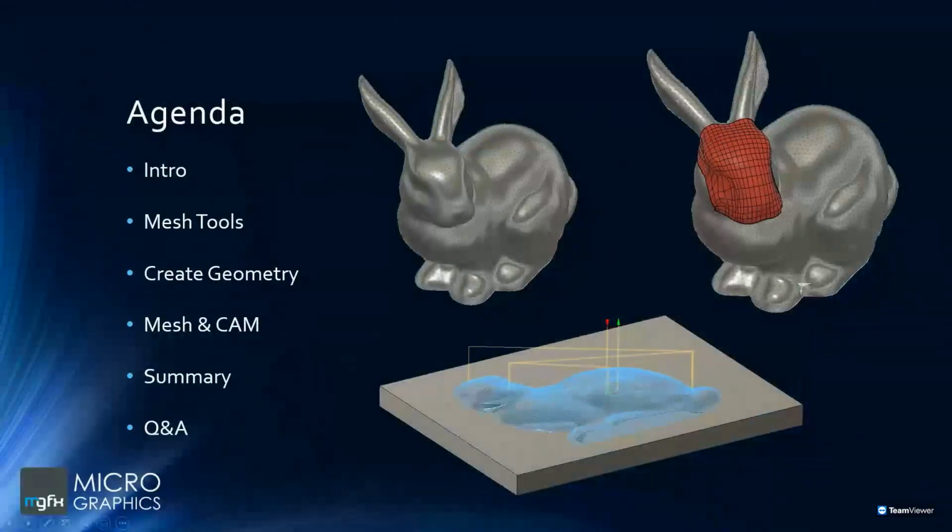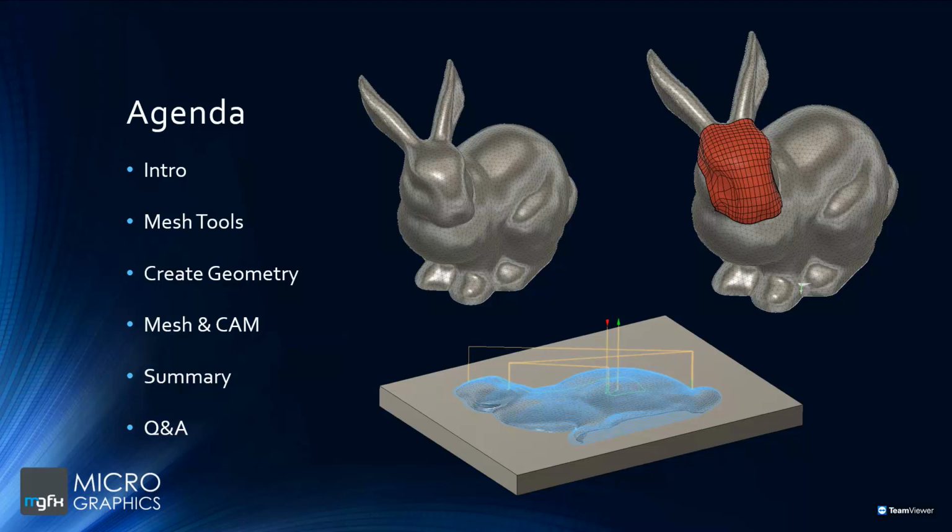So the agenda for today, we're going to look at an intro into why you would want to have your 3D scan data or meshes inside of Fusion, what mesh tools Fusion 360 will give you to be able to edit your mesh, creating geometry around your mesh. We'll look at using the mesh and Fusion 360's built-in CAM tools in the manufacturing workspace. We'll have a summary and then close off with a questions and answers session, some Q&A.